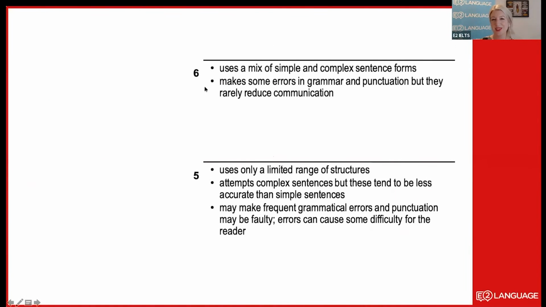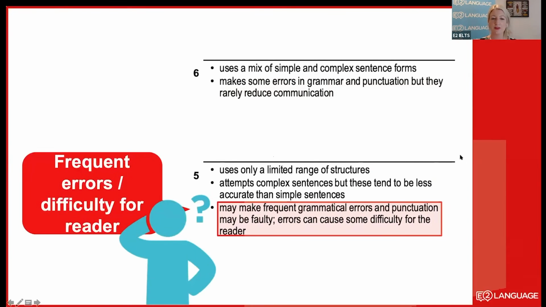Okay, more serious problems are down here in 6 and 5. 6 makes some errors in grammar and punctuation, but they rarely reduce communication. So I can see a lot of errors, but I can understand everything. That'll be band 6 for grammar. In contrast, band 5 may make frequent grammatical errors. Punctuation may be faulty, like the commas are in the wrong place, or the full stops and capital letters are not consistent. And here, errors can cause some difficulty for the reader. Okay, so frequent errors, and as a reader, I have to go back and read again, maybe once or twice, and I have to guess a little bit at your intended meaning.